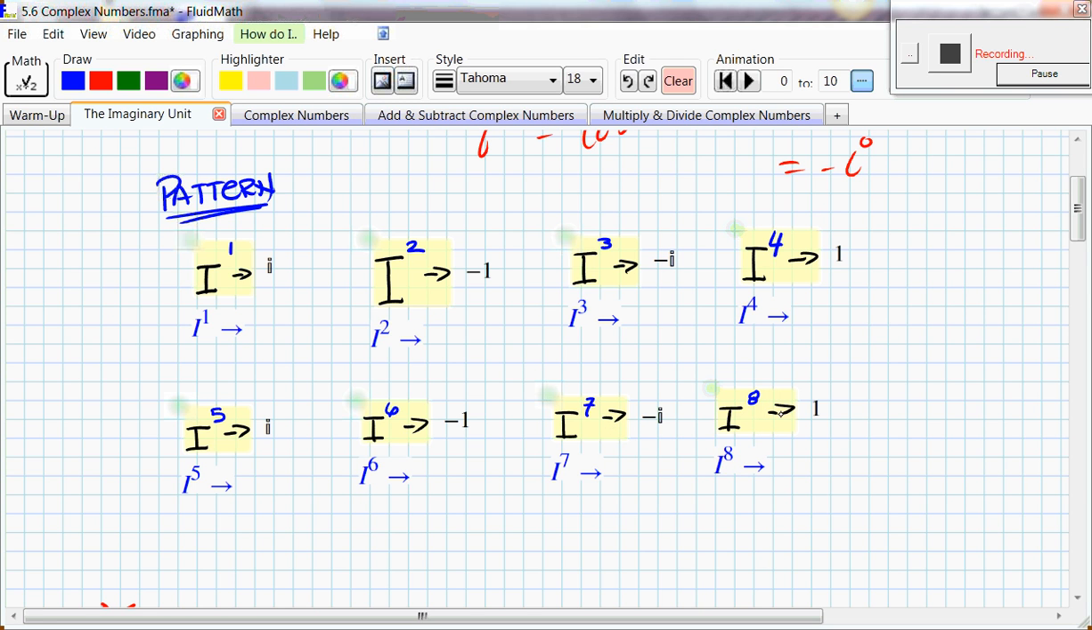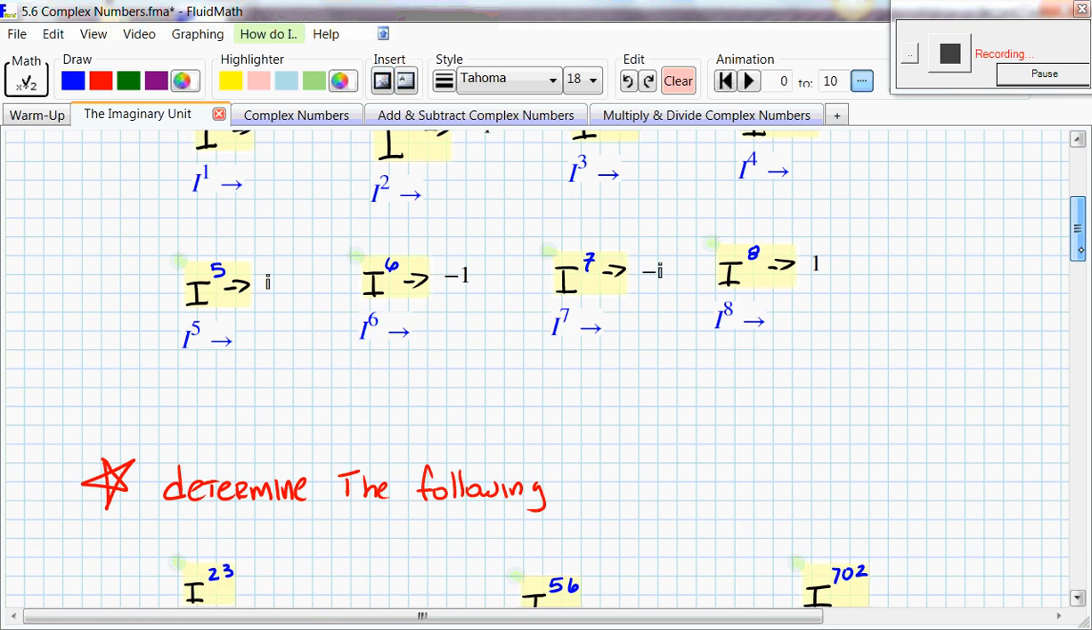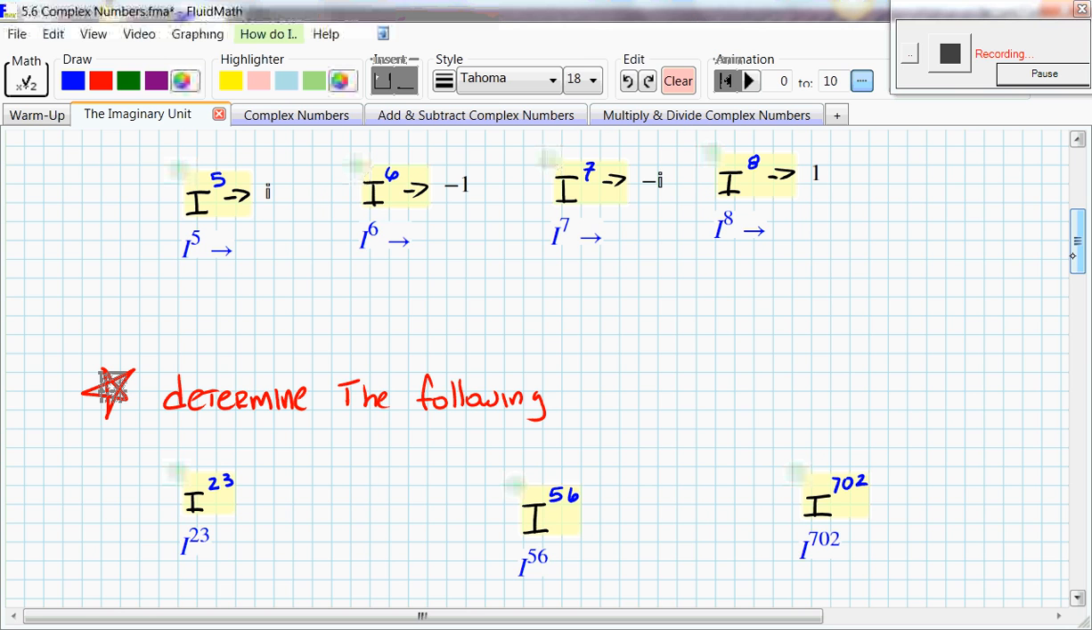Okay, so what have we learned here? Oh, it's a pattern. There's a pattern, and there's only 4 possible answers when you take the imaginary unit and raise it to a power. Any power. There's only 4 things it could be. Isn't that weird? So my question then is, what is the pattern? How do you figure out what the pattern is? And how do you use that pattern to figure out what i to the 23rd, i to the 56th, and i to the 702nd is going to be?